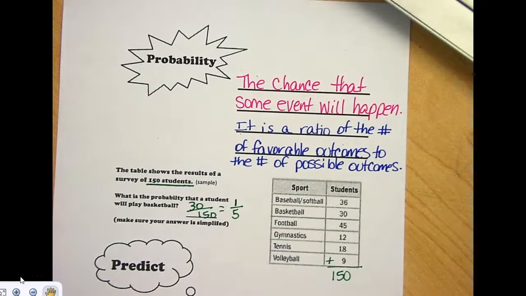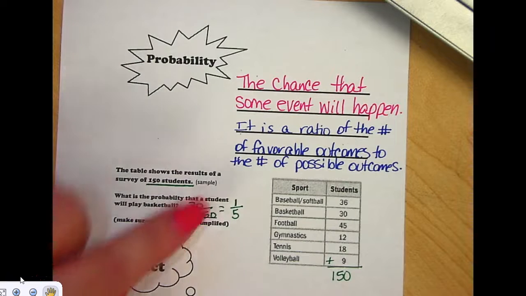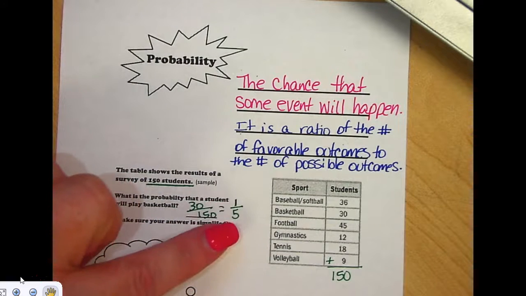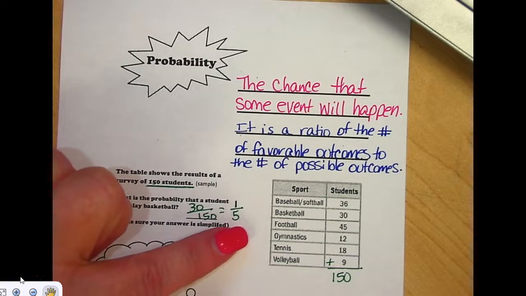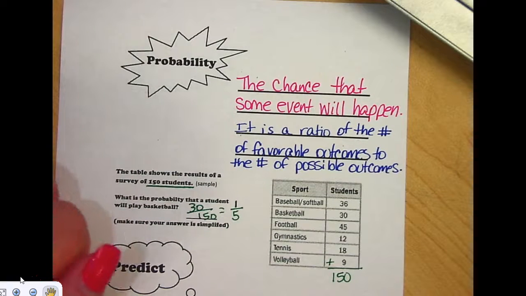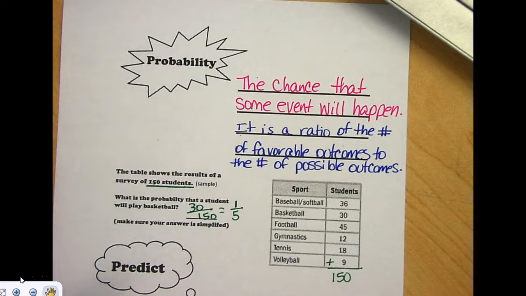That number seems to make a little bit more sense to me, but you could still use this one. But this is kind of making it make sense. Out of every 5 students they surveyed, 1 would have said basketball. As a percent, anybody know what that would have been as a percent? 20%, right? 1 divided by 5.